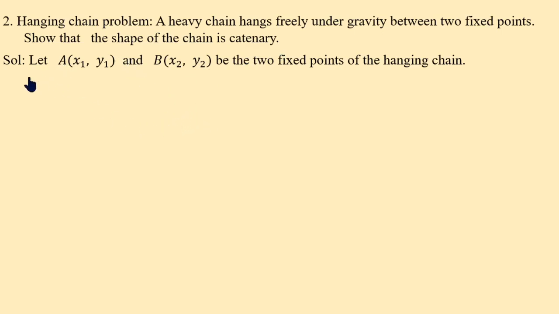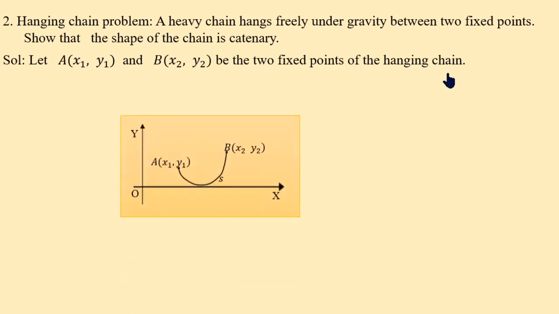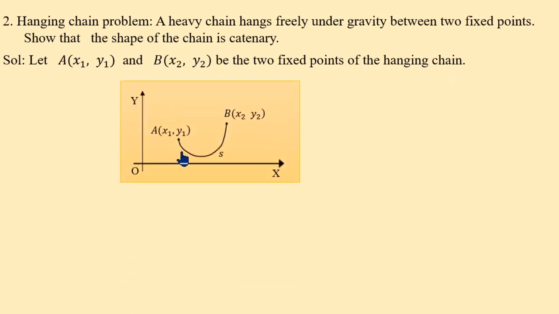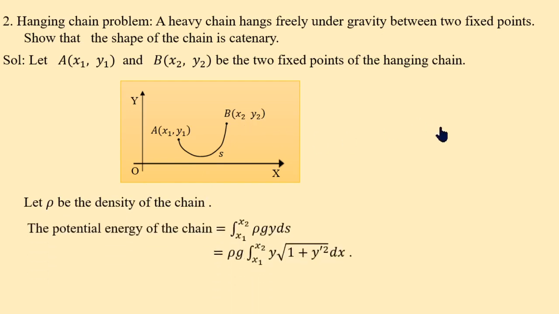the question is here, let A is (x1, y1) and B is (x2, y2) be the two fixed points of the hanging chain. Now this chain is hanged like this. When this chain is stationary, that means no movement in this chain, then its potential energy is stationary. Let rho be the density of the chain. You know what is meant by density?